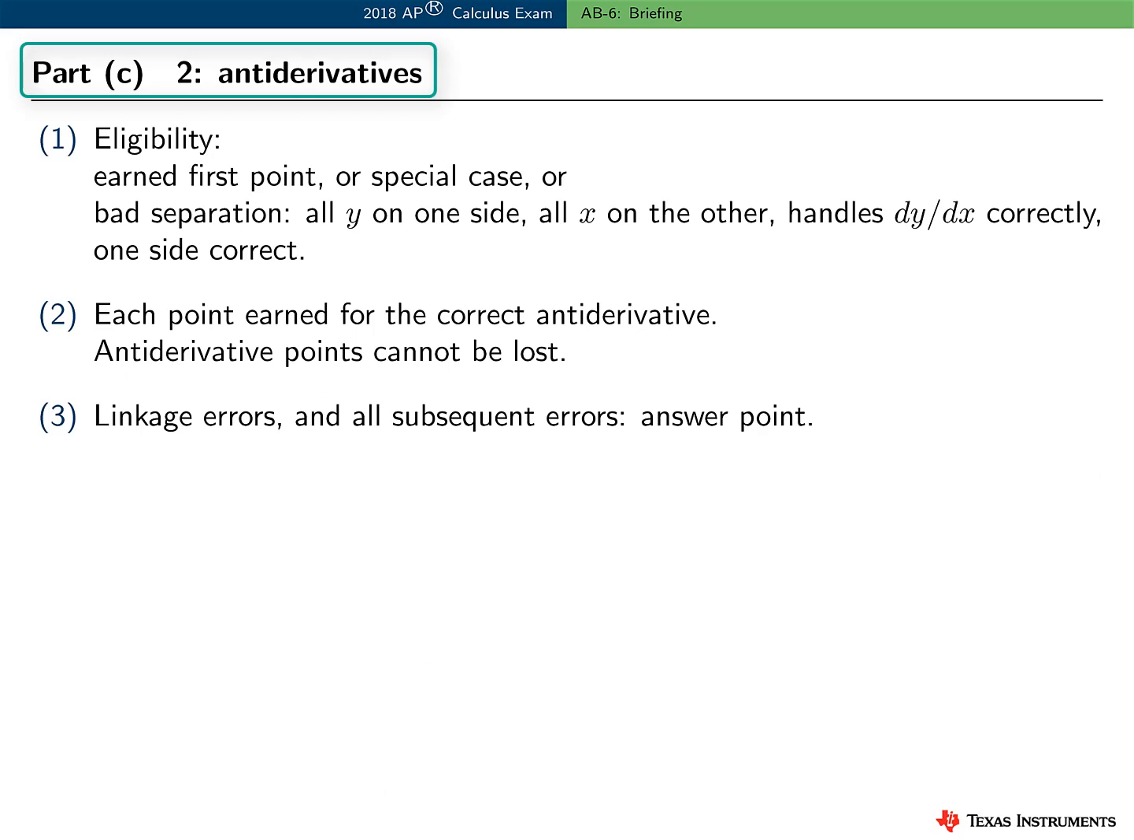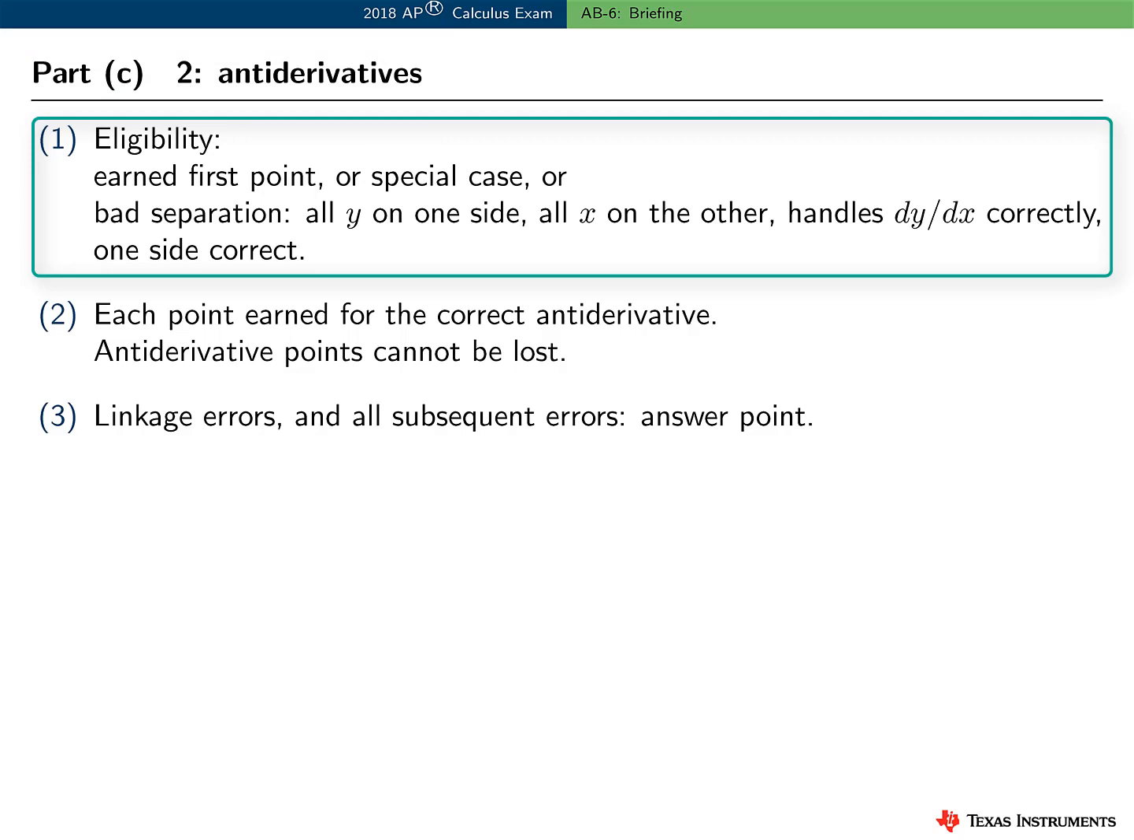The second and third points in Part C were for the antiderivatives, and there was an eligibility criteria here. The student must have earned the first point or be in one of the special cases as described on the previous slide, or have presented a bad separation expression in which all the y's are on one side, all the x's are on the other, dy dx is handled correctly, and one side is correct. And yes, you're right, we have to read these responses very carefully.